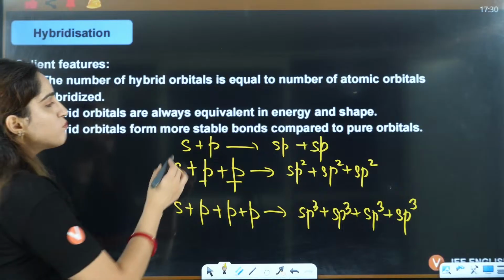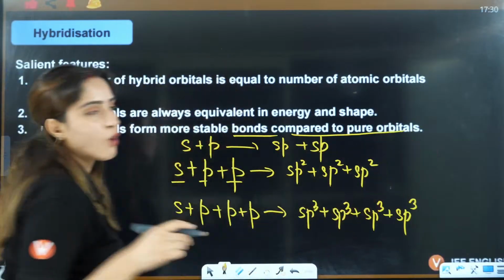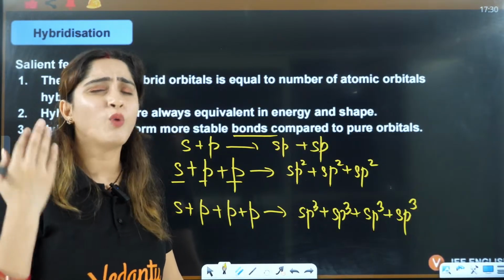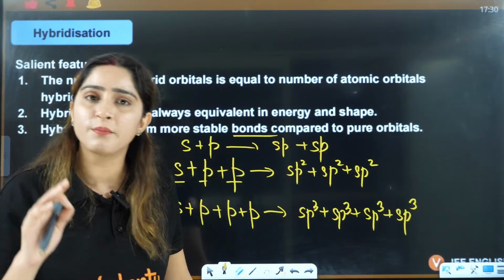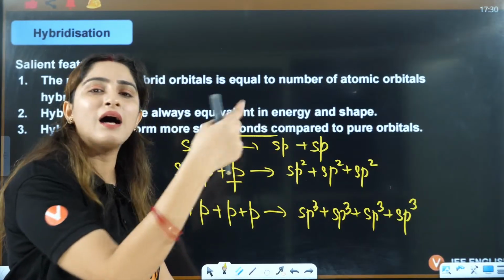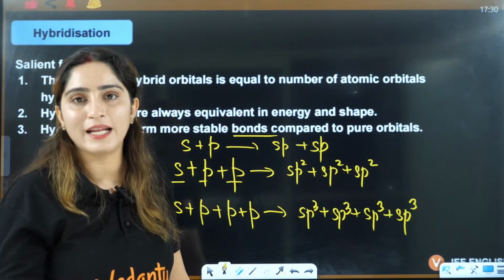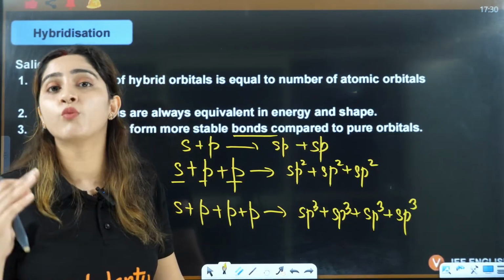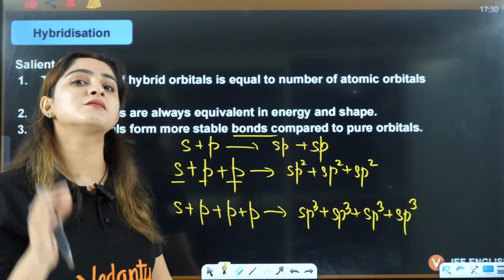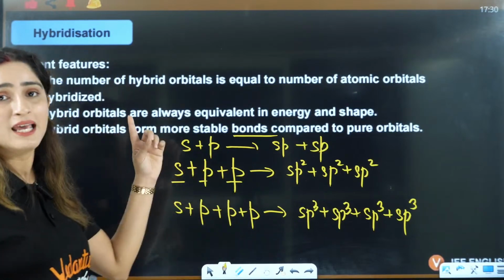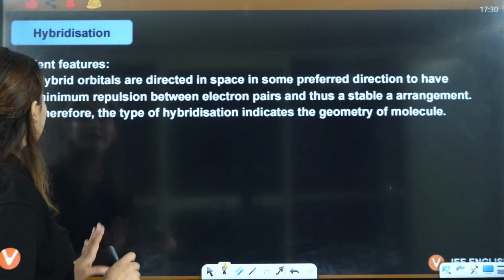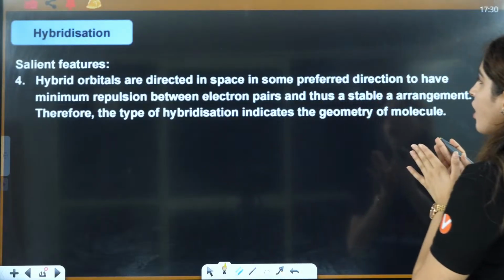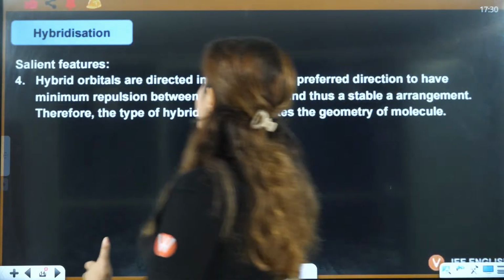Hybrid orbitals form more stable bonds compared to pure orbitals. See, everything in chemistry is happening to attain stability. If it were getting into an unstable state, it would never combine, it would never do hybridization. It is doing intermixing just to be more stable. So hybrid orbitals are more stable than individual p and s orbitals, right? Then hybrid orbitals are directed in space in some preferred direction to have minimum repulsion.